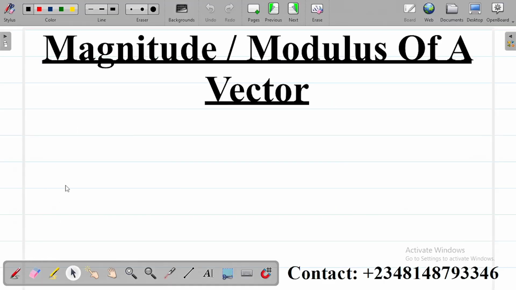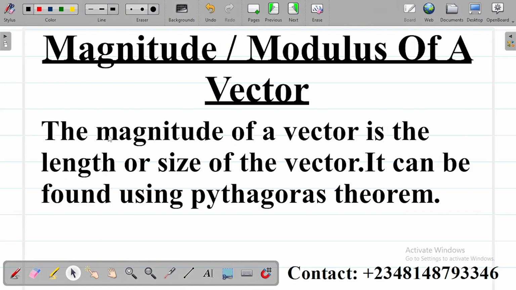All right, let's consider the magnitude and modulus of a vector. What is the magnitude or modulus of a vector? The magnitude of a vector is the length or size of the vector. It can be found using Pythagoras theorem.